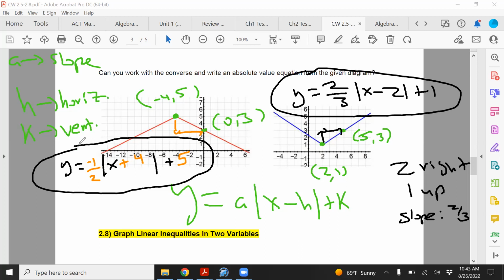So this is how you can check your work. How can you check your work? Plug the point back into your equation to see if it's satisfied, to see if the left side equals the right side.